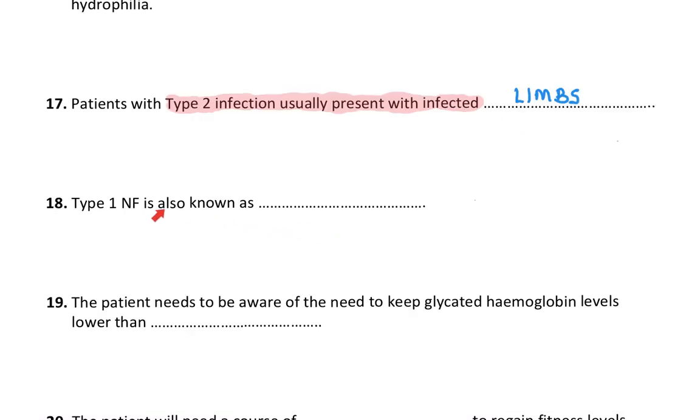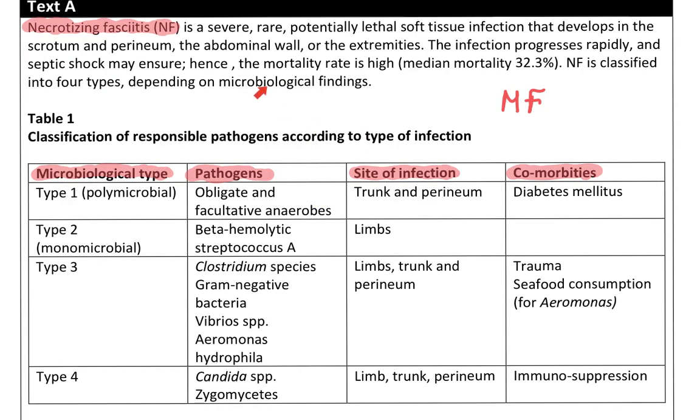All right, guys. So question number 18. Type 1 NF is also known as, we are looking for another name for type 1 NF. We know where we can find NF. We go to type 1, then we check for the other name. We are in text A because of NF in the question. We are looking for type 1. This is type 1. So the other name for type 1 is in brackets, okay? Polymicrobial. So type 1 NF is also known as polymicrobial.